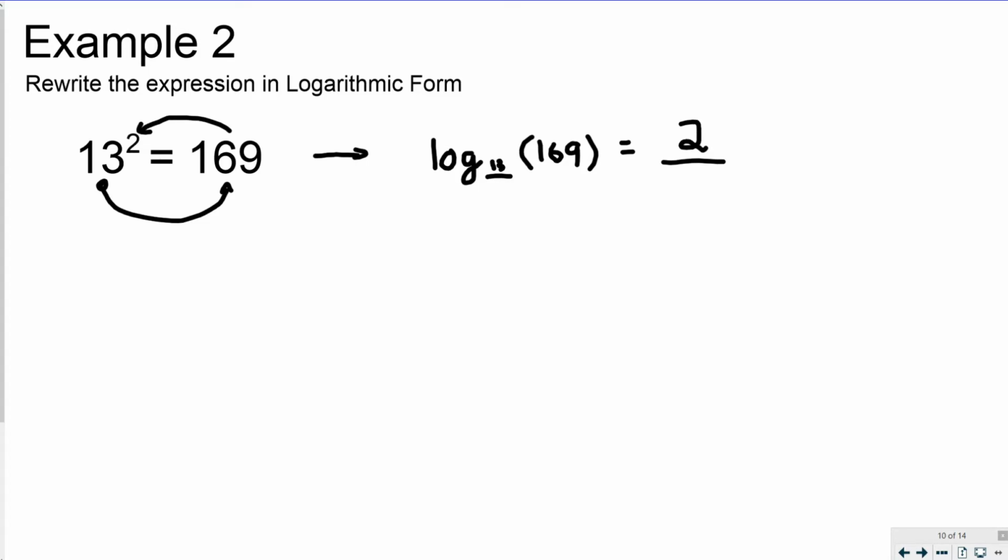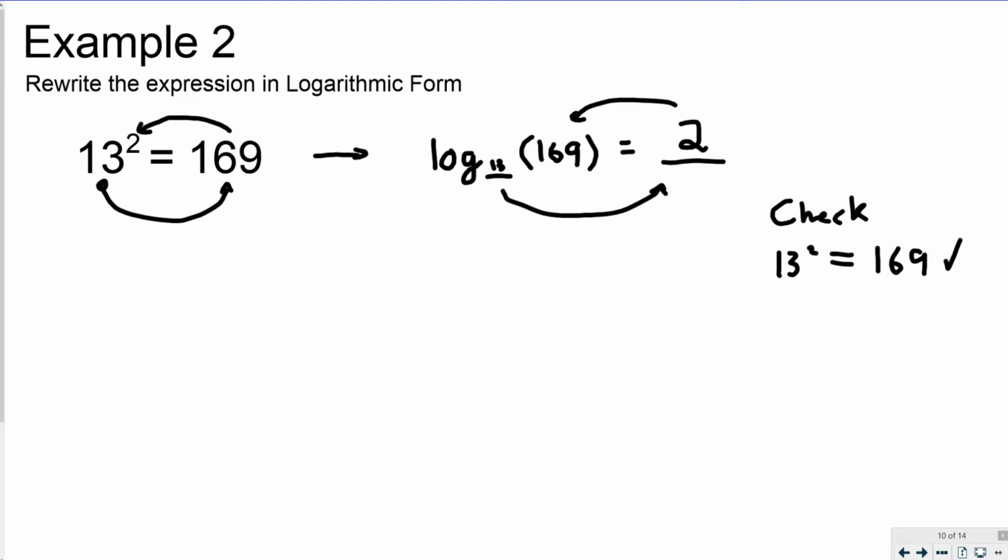So when we do the loop-de-loop method a second time like this, the resulting equation should be the exact thing that we started with. So if I follow the loop-de-loop method again, I would get 13 squared equals 169. And that is exactly what I started with, so we 100% did it correctly.